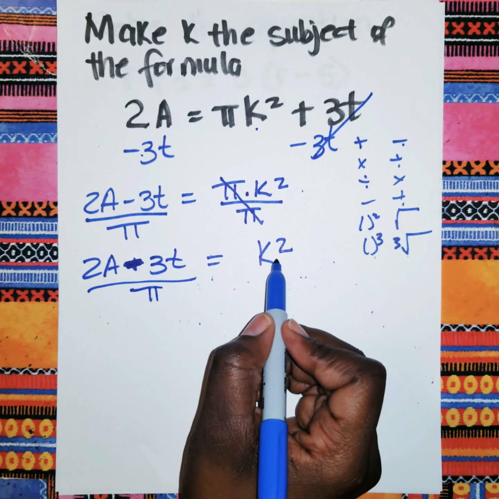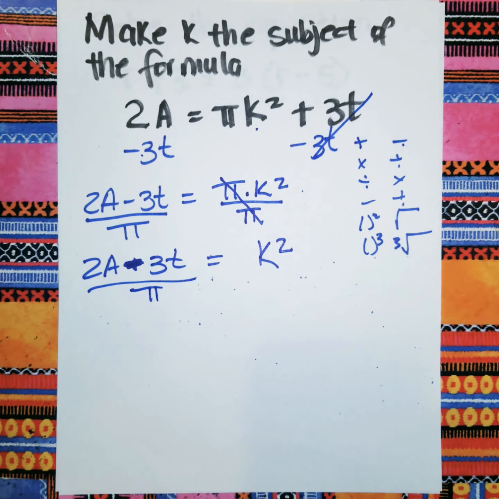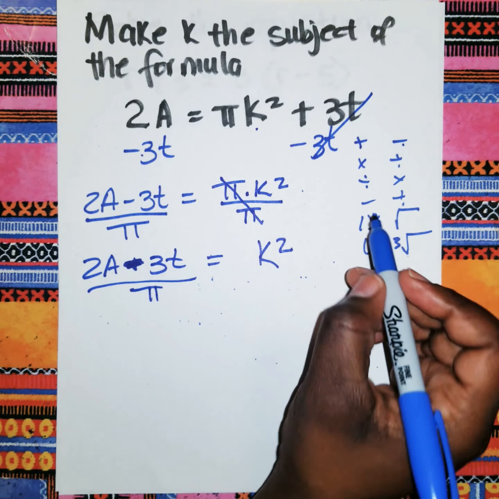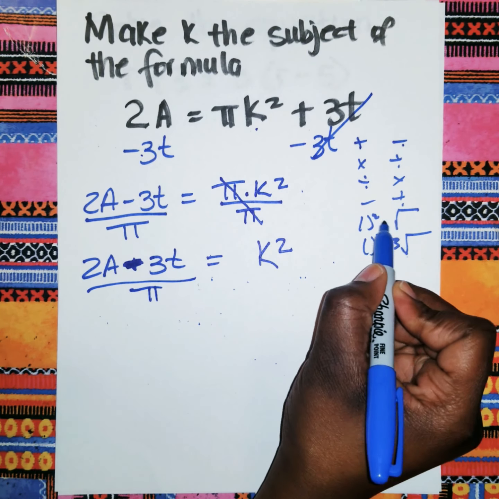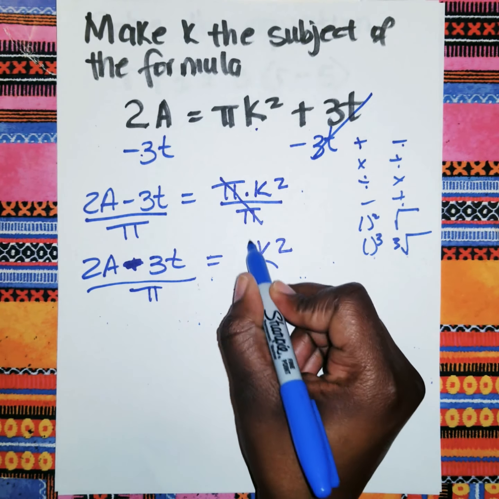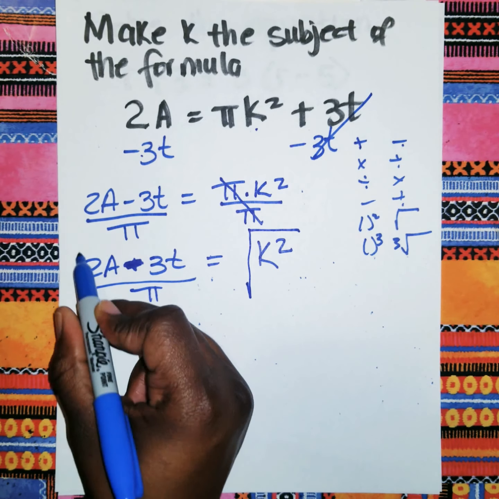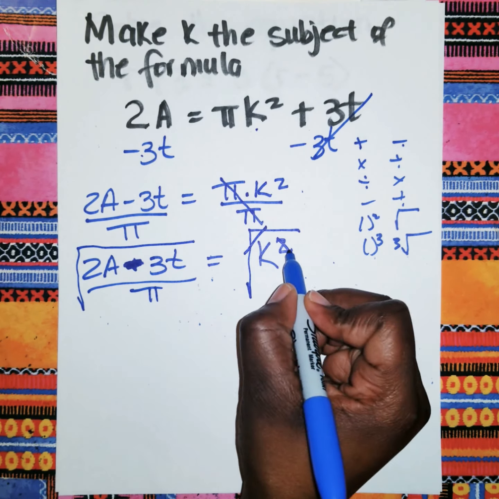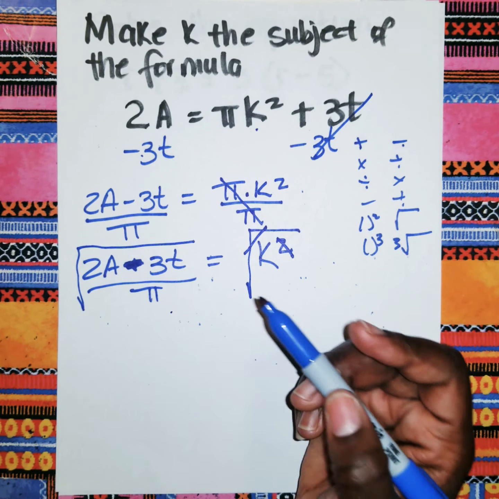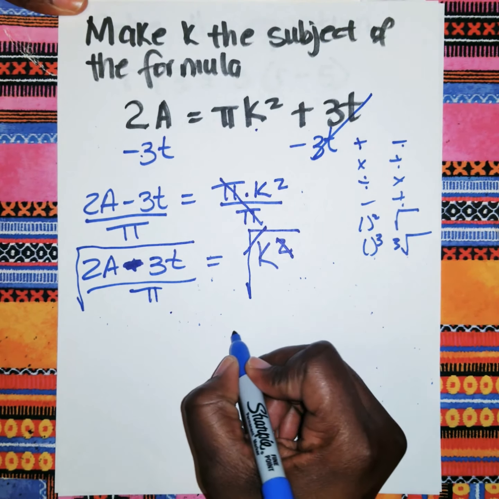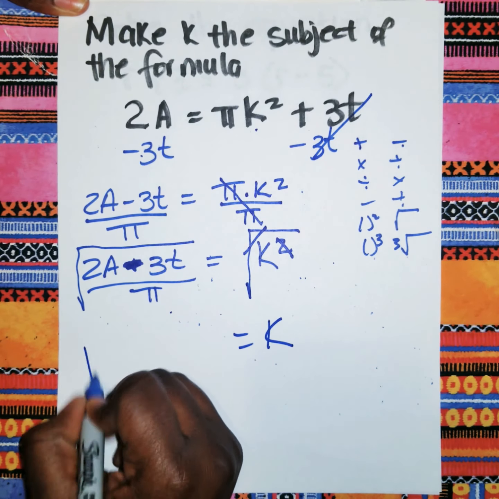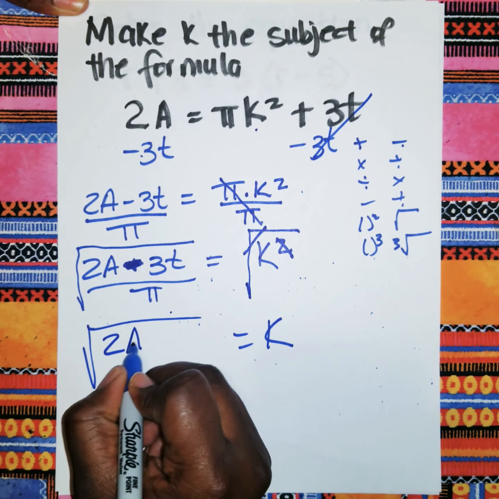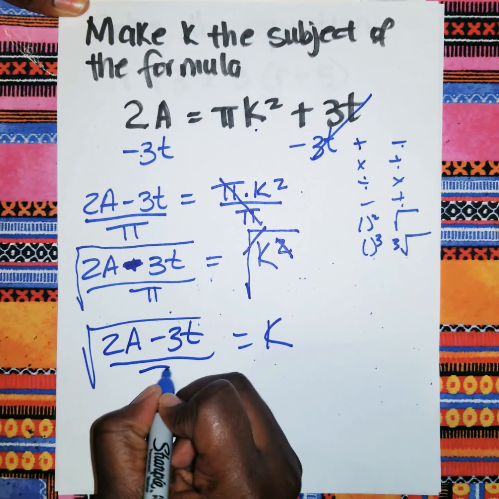Now we want to get rid of the square. We only want k. So to get rid of the square, we basically do the square root of both sides. So if you square root this side and you square root this side, this square will cancel the square root. And on this side, it's going to be k is equal to the square root of 2a minus 3t all over pi.